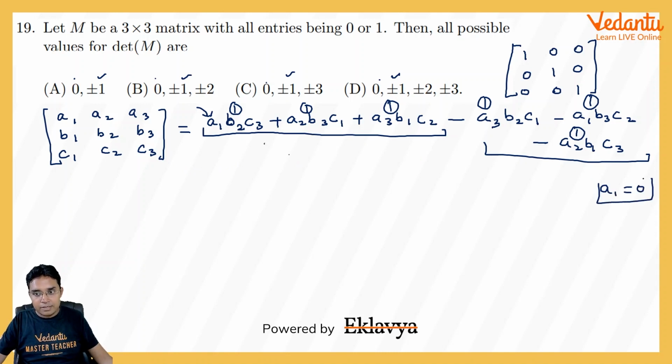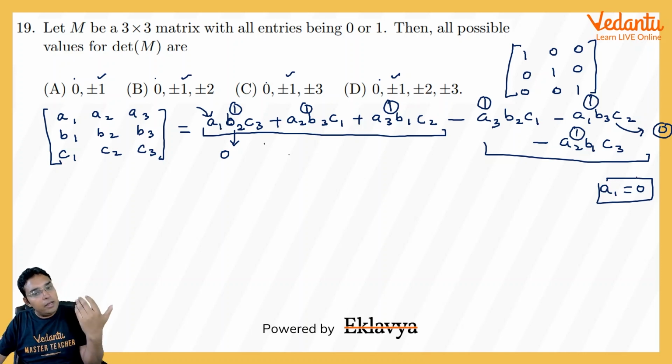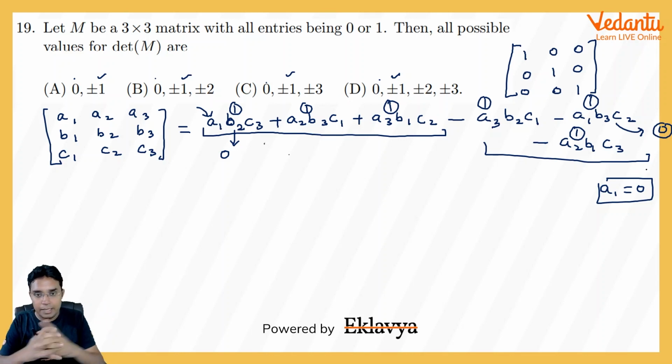So what you can see, if A1 is 0, this element will become 0, and this element will also become 0 if I put only A1 as 0. Remaining terms like A2, B3, C1, A3, B1, C2, or these 2 terms will be 1, 1 only. So my value will remain 0 only. Then how we can have 1, how we can have 2, please see.